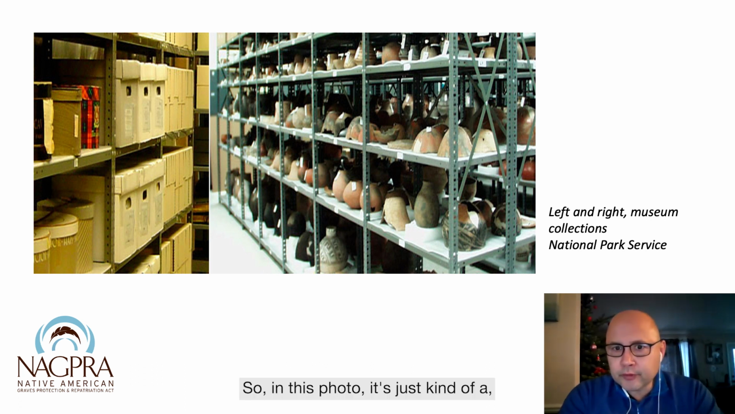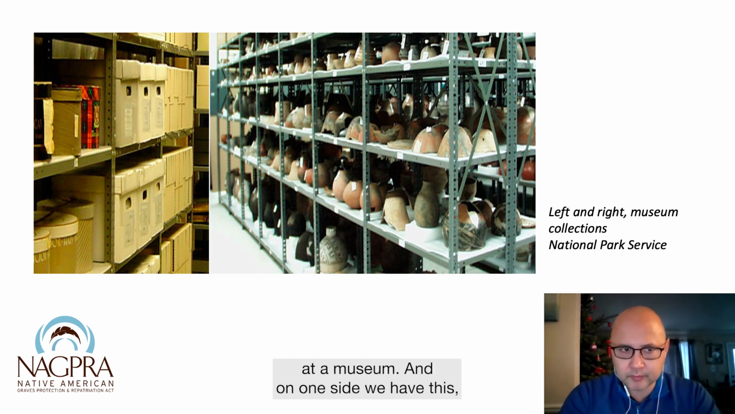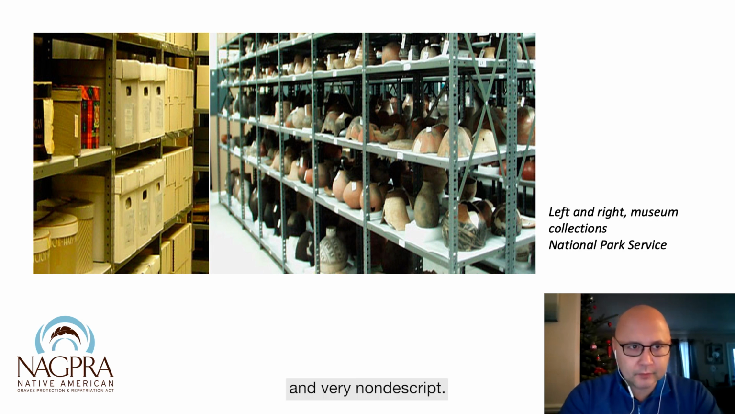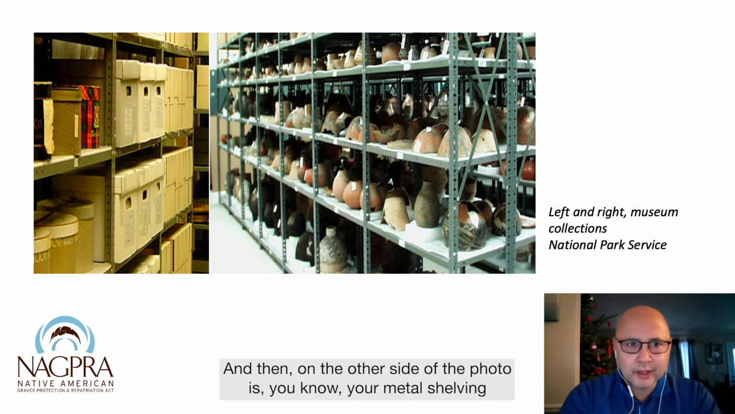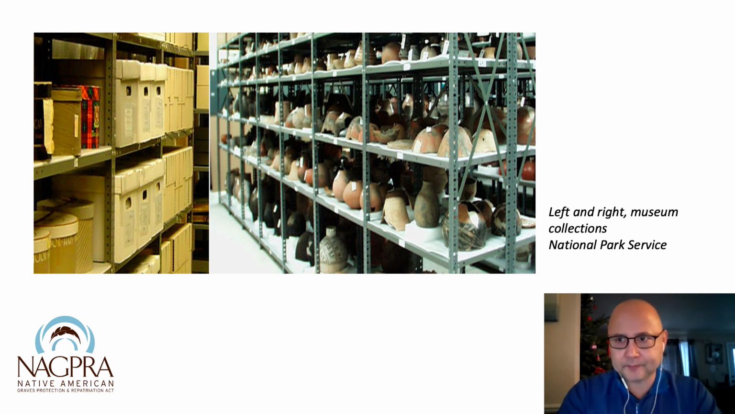So in this photo, it's from the National Park Service, and it's just a photo of collections at a museum. On one side, we have the typical archival boxes, museum boxes, very nondescript. They're all the same color. They have some notes on the box. And on the other side of the photo is your metal shelving that's at these larger archives and museums with a whole row of pottery.